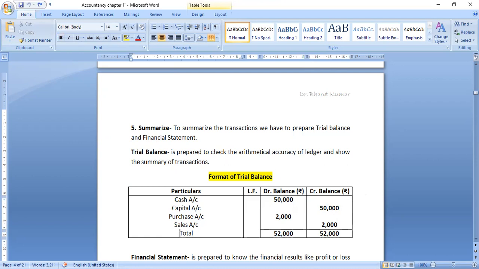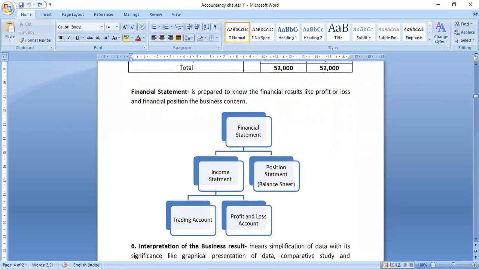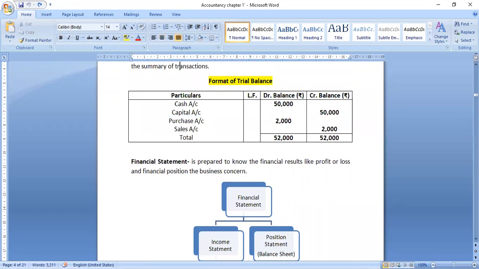So Permit, tell me, till now, do you get the amount of profit after preparing journal, ledger, and trial balance? Do you know the amount of profit? No, sir. So now you have to prepare the financial statement, and that is also the part of summary. Means in summarization, you have to prepare two things. One is trial balance, where you can get the information on one page.